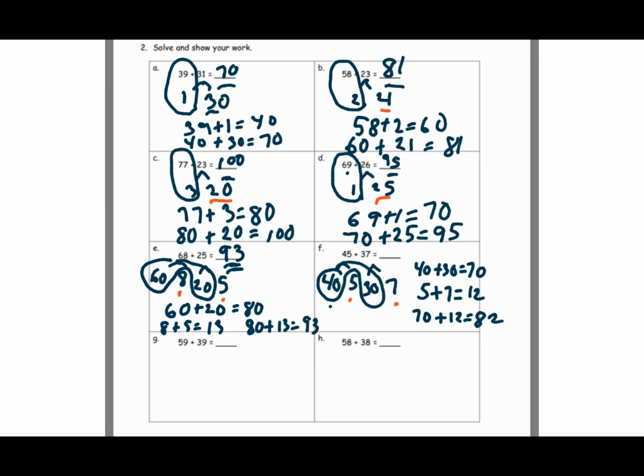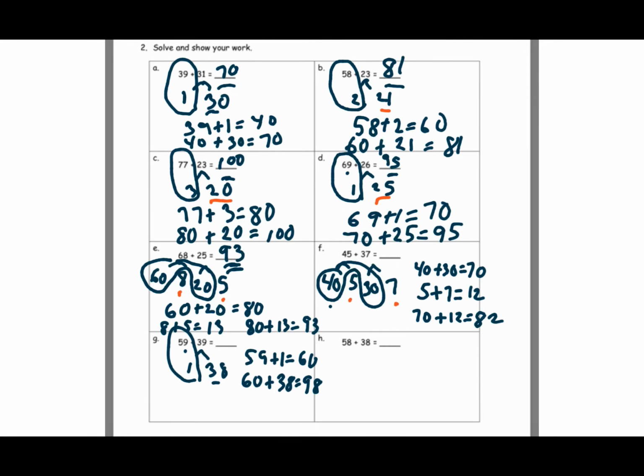Okay, boys and girls, let's go ahead with letter G. For letter G, boys and girls, I'm going to find the next 10 because look at this. I have 59 right here. So I'm going to break this down into 1 and 38. So that's 59 plus 1. Let me write it over here. 59 plus 1 is equal to 60. And then I still have 38. So it'll be 60 plus 38 equals 98.